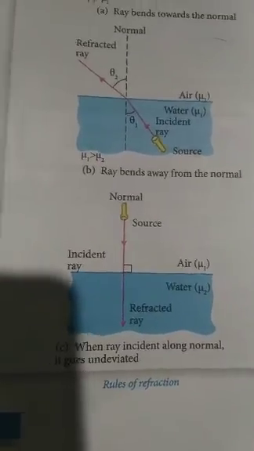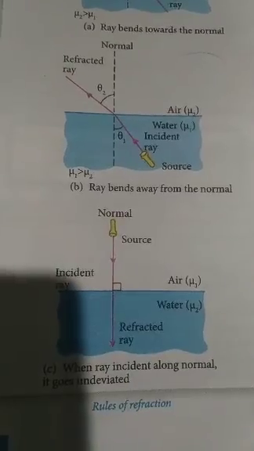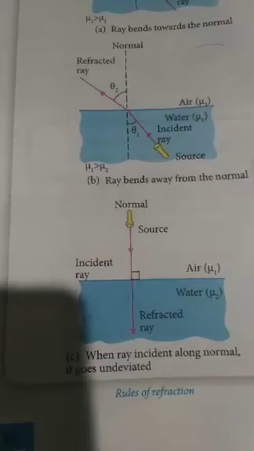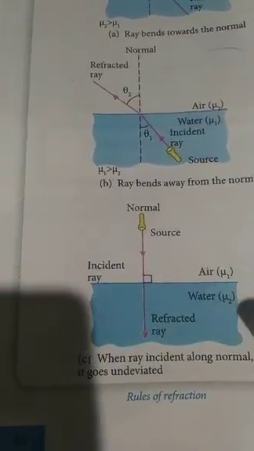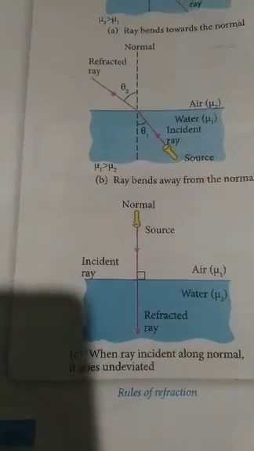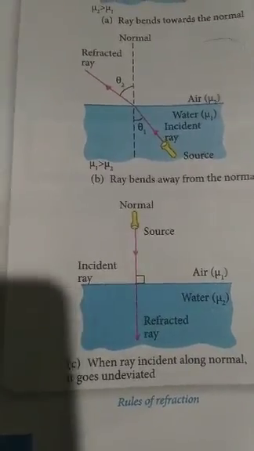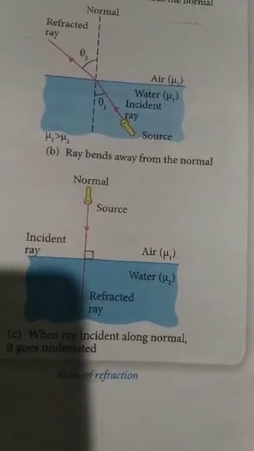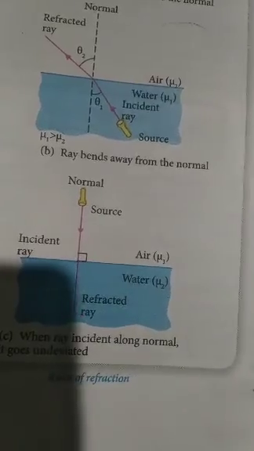Third point, when light is incident normally on the refracting surface, it travels straight. You see, the ray of light strikes the interface normally, so it travels straight. In this case, the ray does not change its path. Both the angle of refraction and angle of incidence are equal to 0 degree.